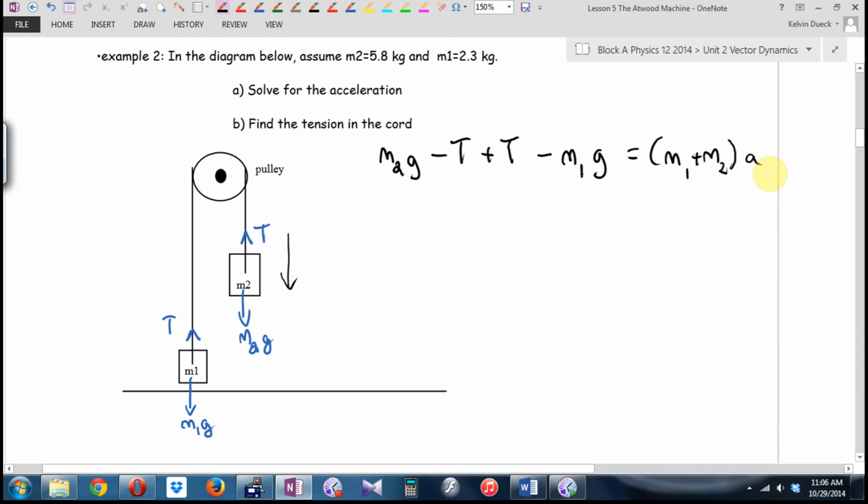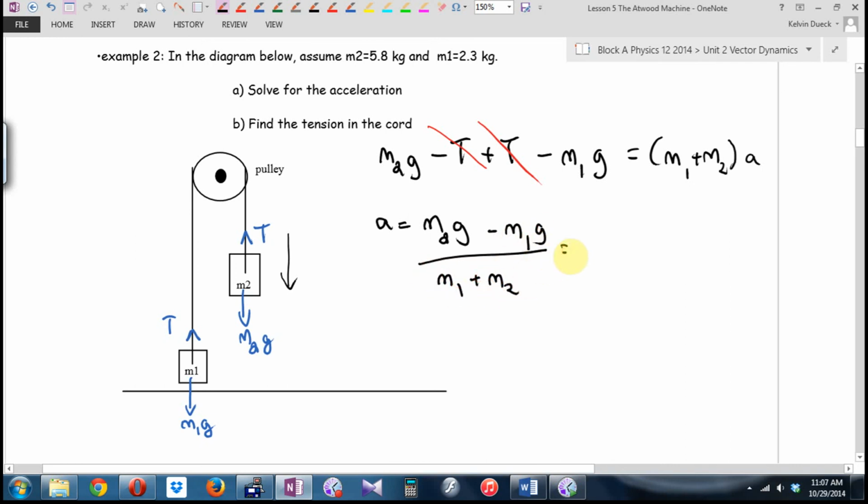All together now, let's relax. Hey, Ty, what are they asking me to find in part A? Oh, hey, folks, how would I get the A by itself? Now, I do like the Atwood machine, Ty. The setup is a bit tricky, but the actual solving, yeah, divide, and you got the A by itself pretty quickly. A is going to be M2G minus M1G divided by M1 plus M2.